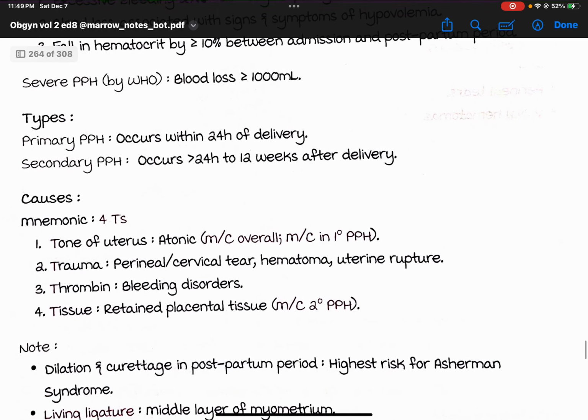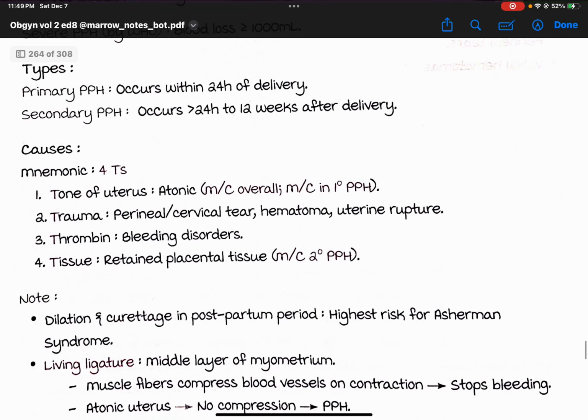Types: primary postpartum hemorrhage and secondary postpartum hemorrhage. Primary postpartum hemorrhage occurs within 24 hours of delivery, and secondary postpartum hemorrhage occurs more than 24 hours to 12 weeks after delivery. 12 weeks is like 3 months.